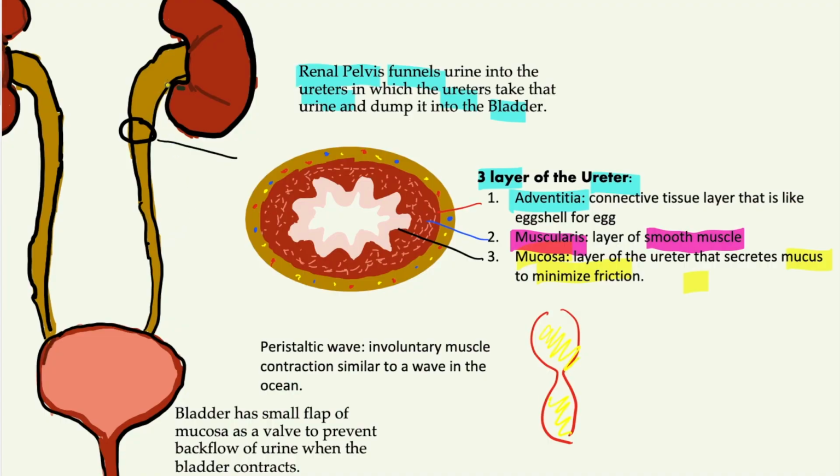Now this peristaltic wave is seen all the way throughout the ureters until the ureters meet the bladder, where they also meet a small flap of mucosa that acts as a valve to prevent backflow of urine when the bladder contracts. So basically the valve would be somewhere over here, and it controls the flow of urine so urine doesn't go back through the ureters.